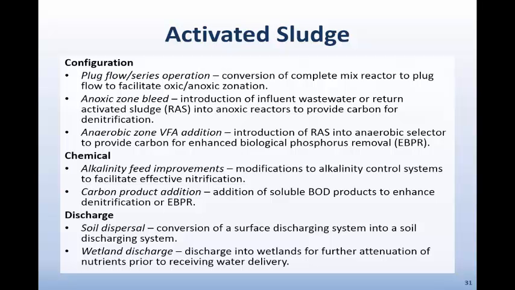Many of these modifications under the configuration and the process previous slide, as well as the two that I have listed here under the chemical heading, are really focused on providing degradable carbon as needed to support denitrification and anoxic processes, and it's also needed for enhanced biological phosphorus removal, which I mentioned generally requires more capital-intensive retrofits.